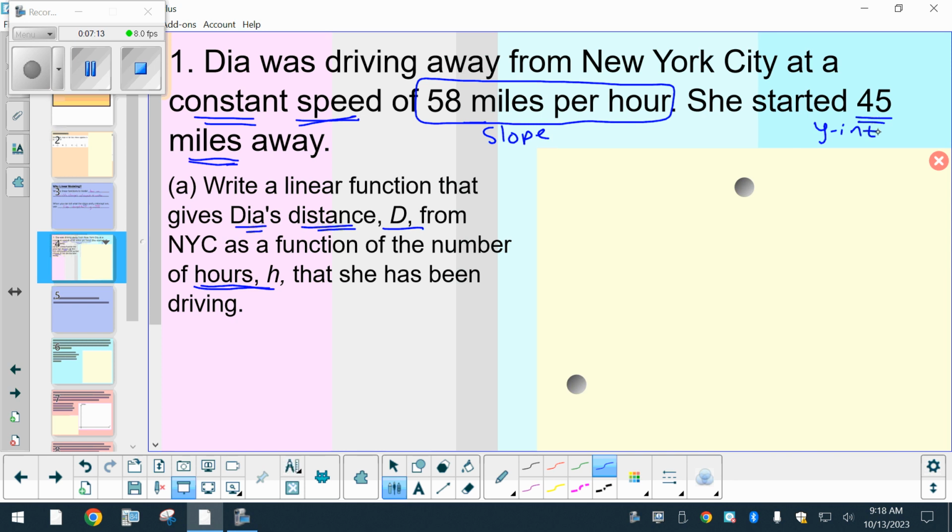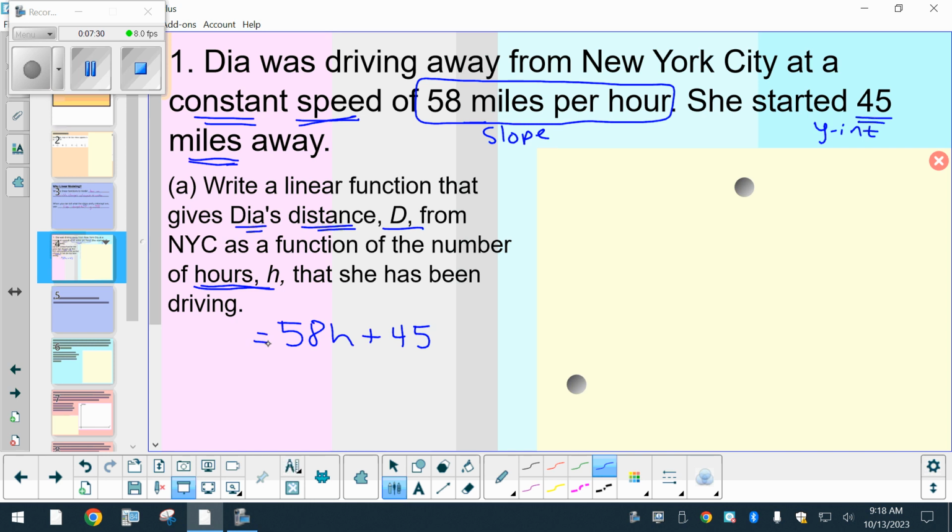All right, so we have to flip around because it's 58 miles per hour. So the 58 is going to go with your h, right? Because that's 58 miles per every hour plus your 45.